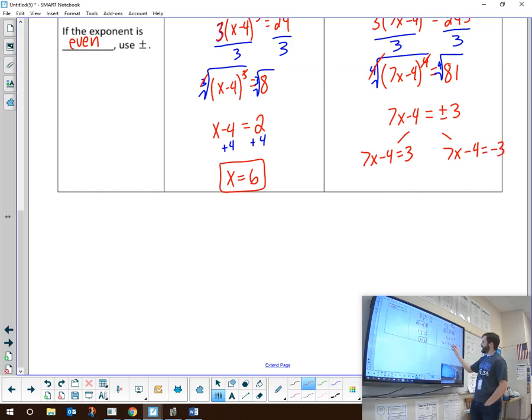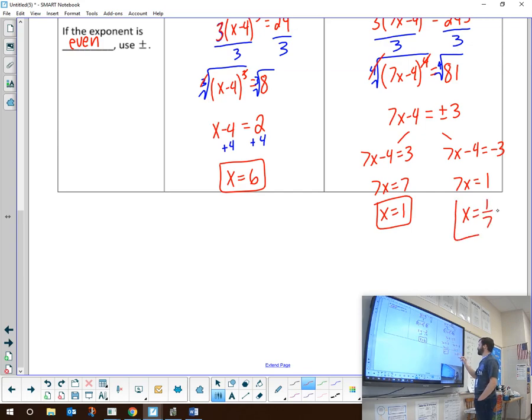All right, so if I add 4 here, that's 7x equals 7. Divide both sides by 7, we get x equals 1. Here, if I add 4, we're going to get 7x equals 1. Divide both sides by 7, we get x equals 1 over 7. So there are 2 answers for our last one.